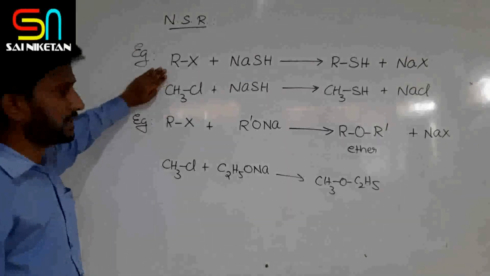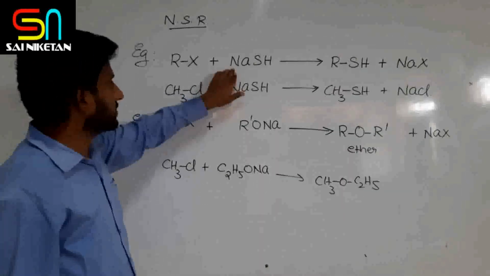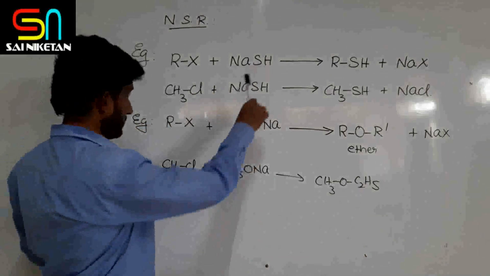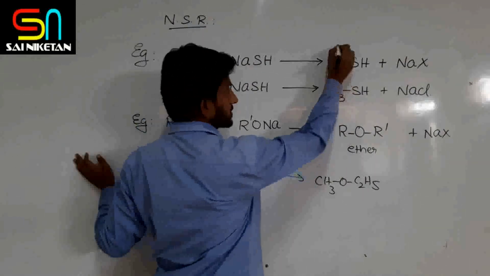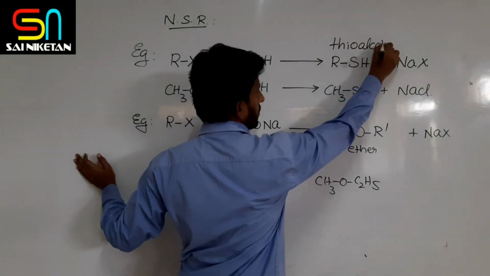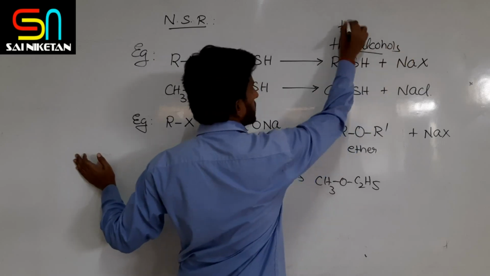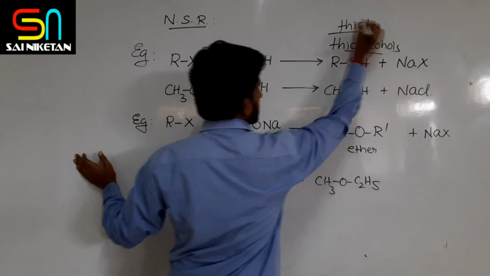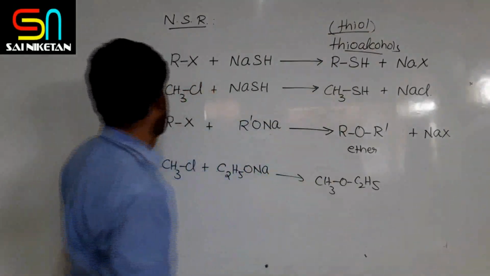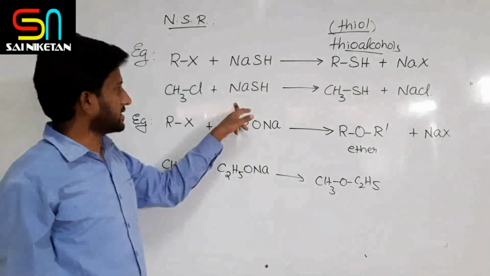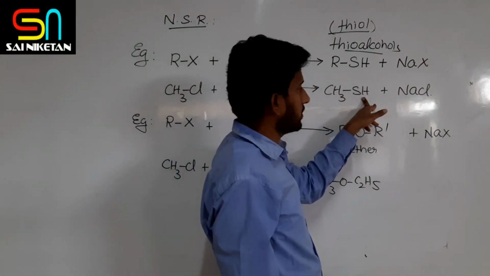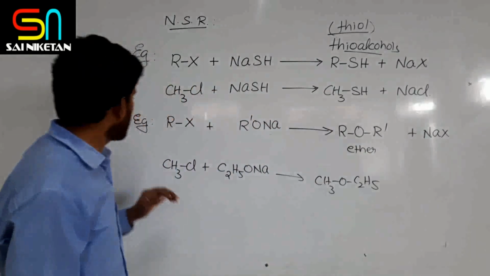Alkyl halides on reaction with sodium hydrosulfide give rise to thioalcohols, or simply called thiols. For example, methyl chloride plus NaSH gives rise to methyl thioalcohol plus NaCl.